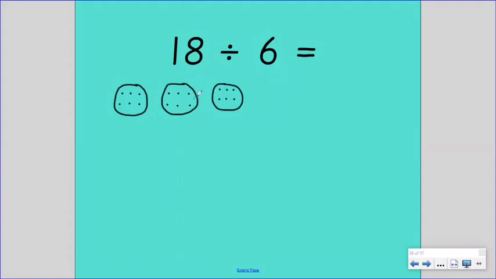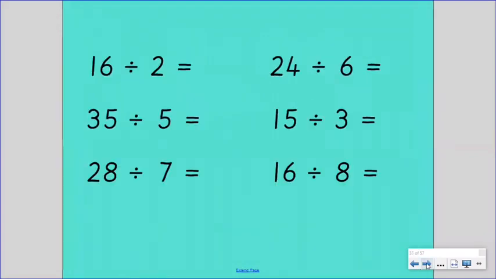Well done, there are 3. 1, 2, 3 groups of 6. So our answer is 3. Well done. So here are some questions that I'd like you to have a go at yourselves.